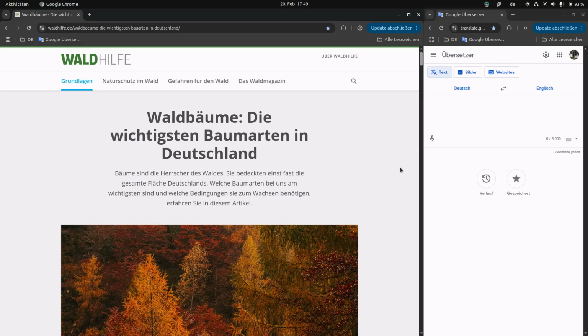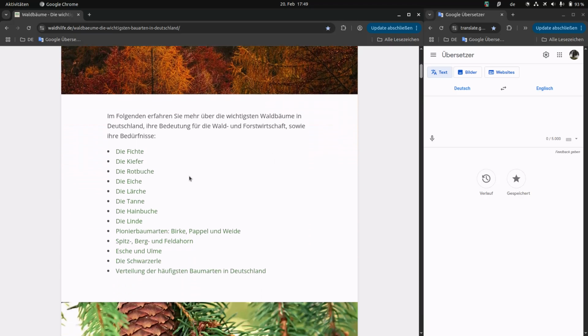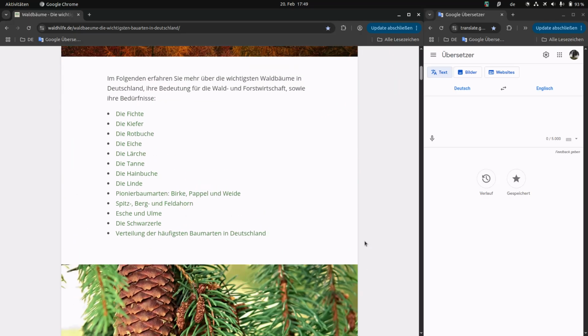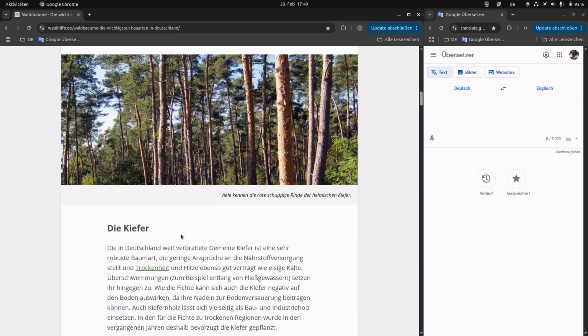Today we cover the third part of the tree series, "Waldbäume, die wichtigsten Baumarten in Deutschland," an article from Waldhilfe, which is, I think, a German nature-supporting magazine. I just called it a tree series. I think there are 10 or something, wait, let's count, 1, 2, 3, 4, 5, 10, 13, apparently 13 most common tree species in Germany. Last episode we covered the Kiefer, which translates to pine.